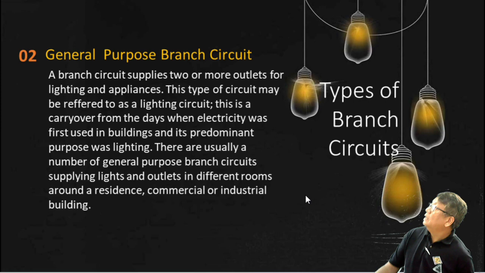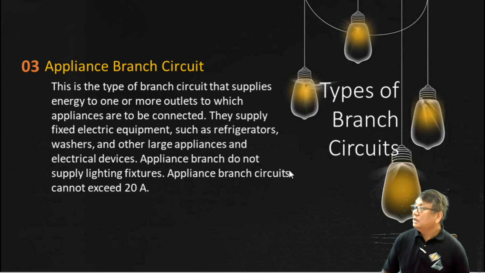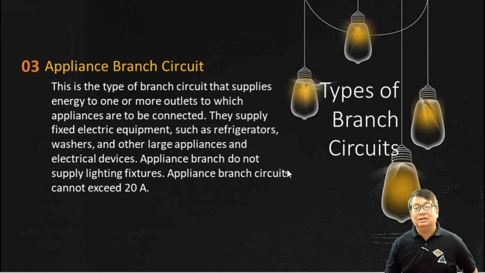Number three, the appliance branch circuit. This is the branch circuit that supplies energy to one or more outlets to which appliances are to be connected. So the convenience outlets for our appliances are what we connect to the appliance branch circuit.